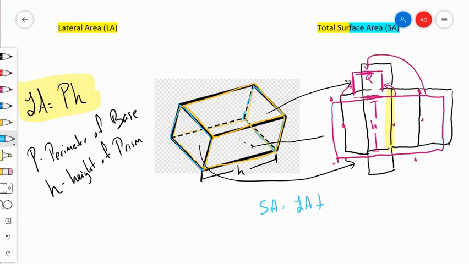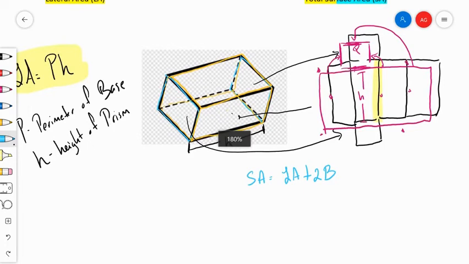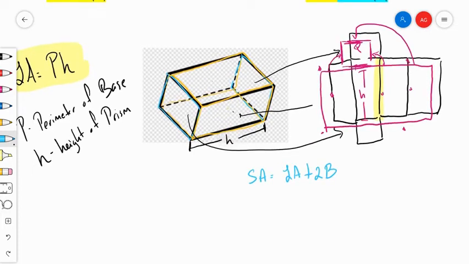Because we know the bases are congruent and parallel, all I have to do is find the area of one of the bases and multiply by 2 because I have two bases. And so down here, LA, we already said is perimeter times height. And B is going to represent the area, so I'll write it down: B is equal to the area of the base.